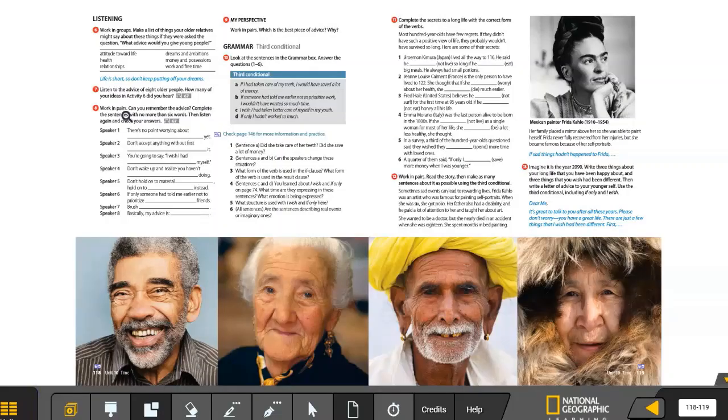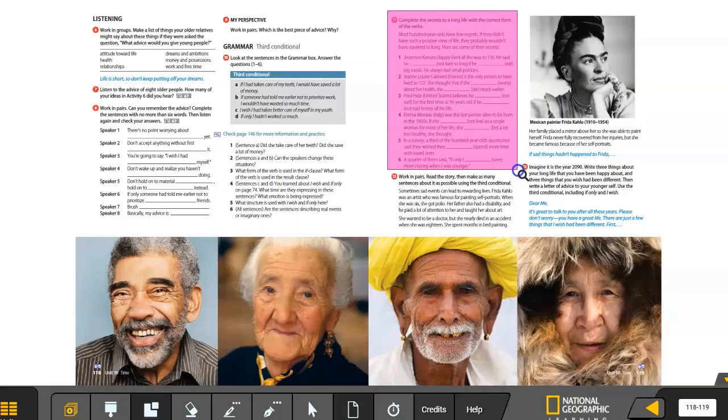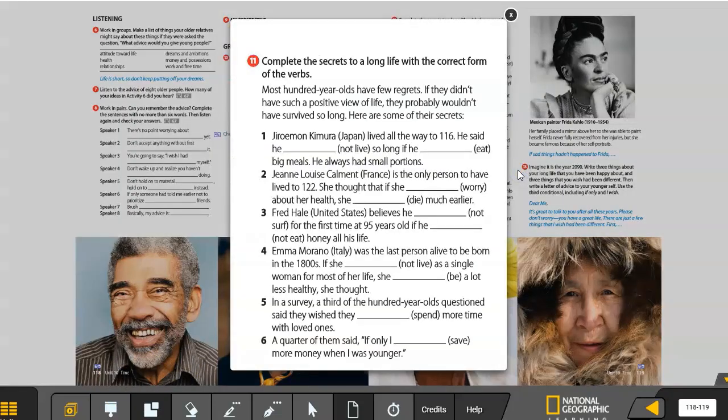Let's go back to page number 119, guys. Hopefully you have had these clear. This is not so difficult, and obviously we are talking about the third conditional, one of the most difficult structures, but I think you managed this really well. Let me zoom it for you. Take your time to complete this exercise: complete the secrets to a long life with the correct form of the verbs.